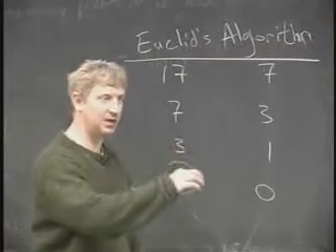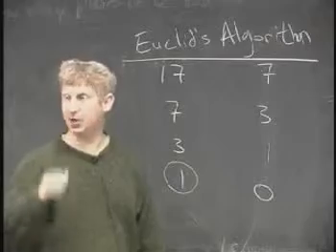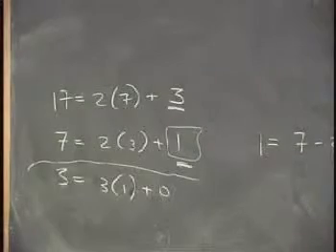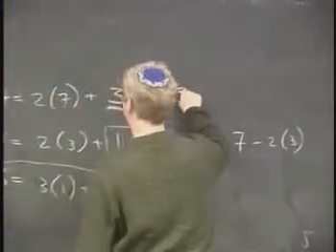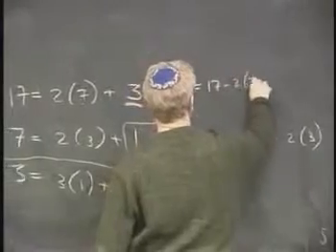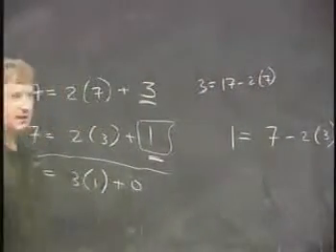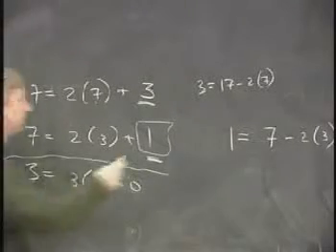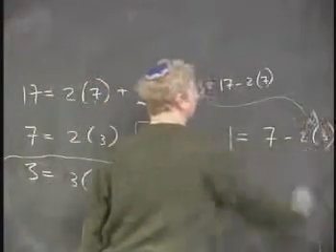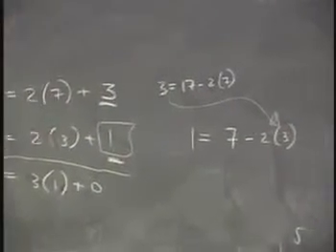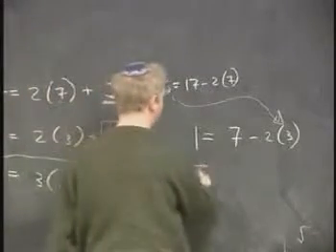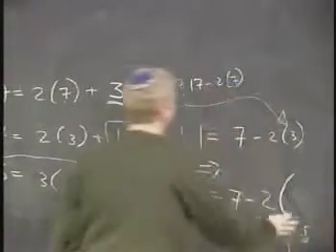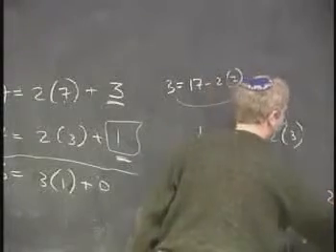So now go back up a stage, and you can get a combination that relates 3 to 7 and 17. I'll write that over here. 3 equals 17 minus 2 times 7. And I'm going to take that combination that helps me get rid of my 3 and replace it with 7s and 17s. And I'm going to replace it here where the 3 is that I don't want. And here's what I get next. 1 equals 7 minus 2 times 17 minus 2 times 7.